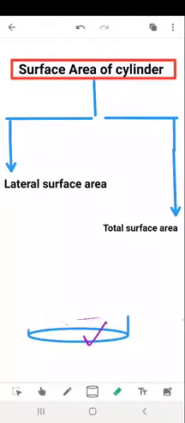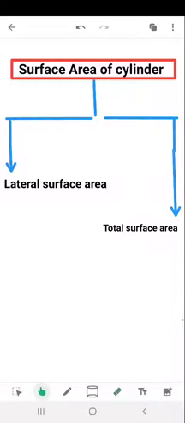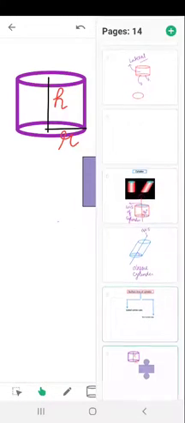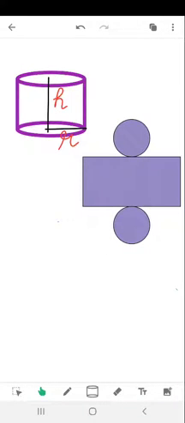Now let us find out the lateral surface area of a cylinder. If we talk about the net, this basically is the net of a cylinder. In a cylinder, we have two bases which are both circular. So I have one circular base and the other one. The middle part is basically a rectangle folded over.